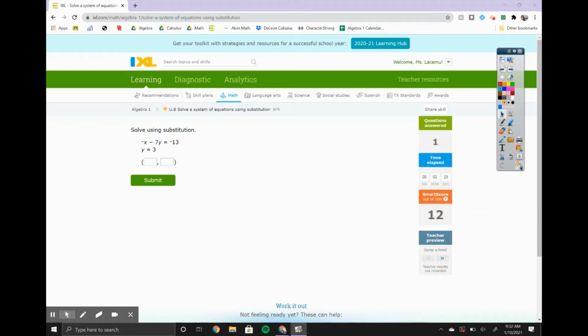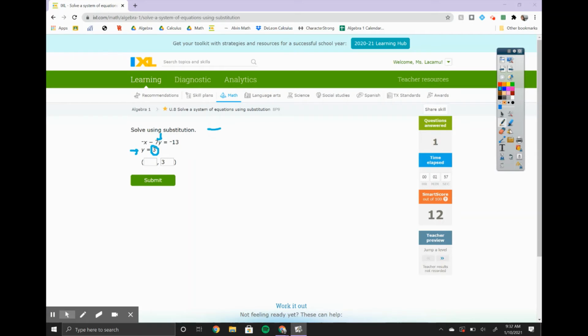All right, I'm going to do this one now. We have negative x minus 7y equals negative 13, and y equals 3. So again, it tells us what one of our answers is because it says y equals a number, which is 3. So go to my second box, I can go ahead and put a 3 in there. And then I'm going to take this 3, and this time, since it's y equals, that's the variable that I'm going to replace, not x again. So it'll be y this time.